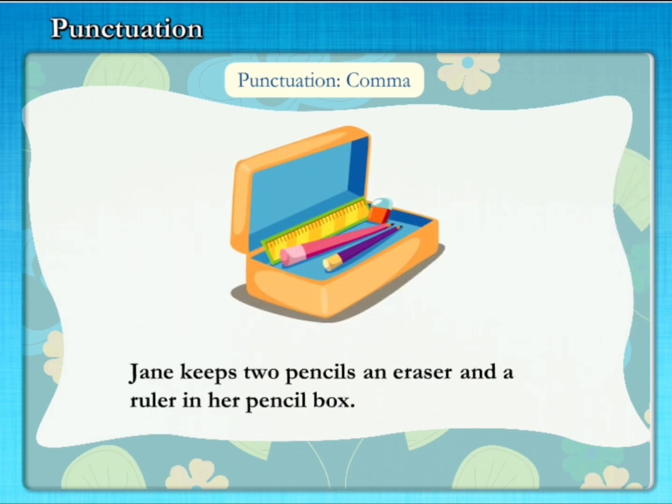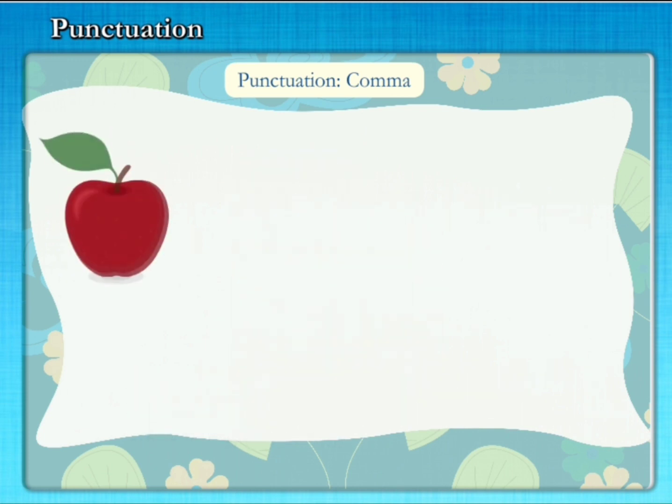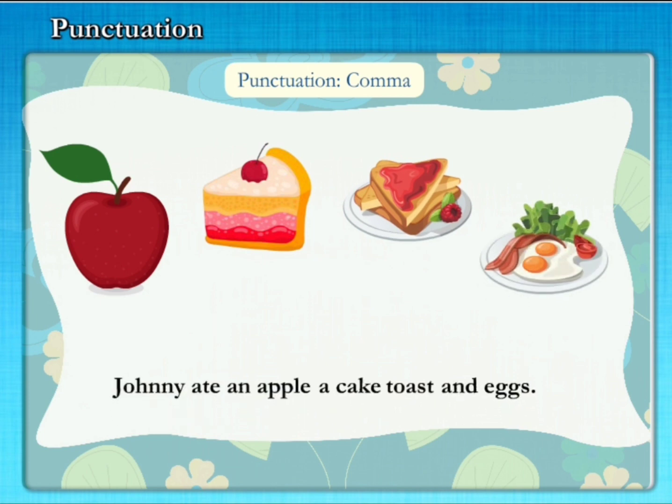Jane keeps 2 pencils, an eraser, and a ruler in her pencil box. Where should we put commas in this sentence? Correct. We should put commas after the words pencils and eraser because they are items in a list. Johnny ate an apple, a cake, toast, and eggs. Where should we put commas in this sentence? Right. We should put commas after the words apple, cake, and toast because they are items in a list.